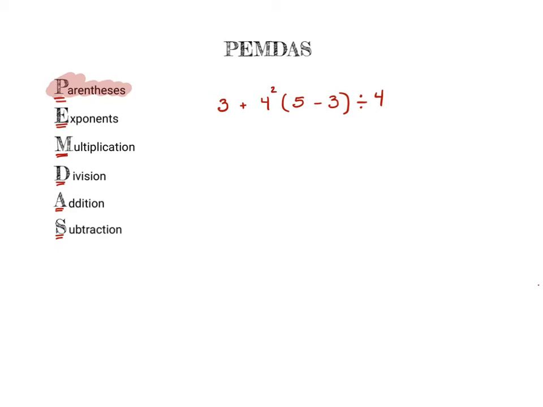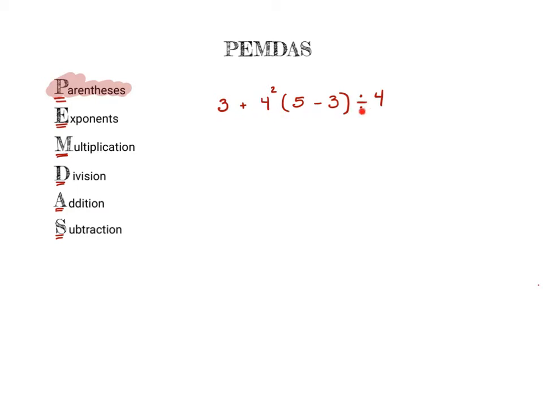Those grouping symbols could be parentheses, like are shown in this example right here, but you could also see square brackets, and you may also see curly brackets. But just start with the innermost grouping symbol and then work from the inside out, essentially. So let's take a look at how we can apply this.